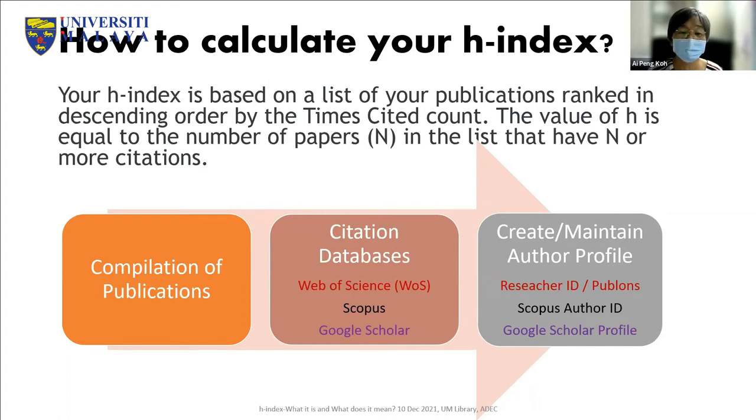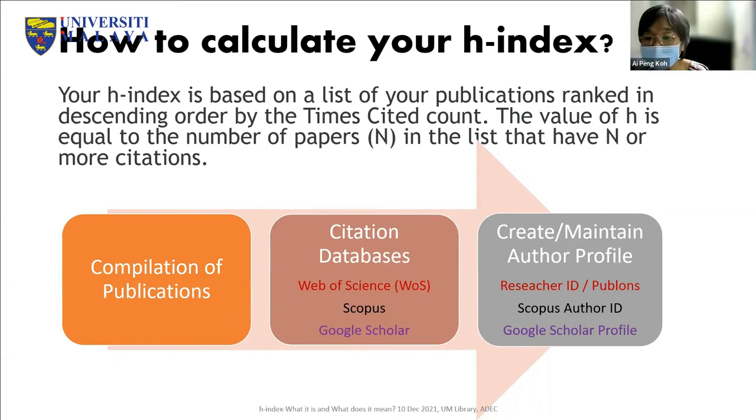Okay, so compilation of citations. After your compilation, you have to find out which publication is indexed in which databases. Is it indexed in Web of Science, Scopus, or Google Scholar? So the citation databases. Okay, because this is going to decide what your H-index is later. So after compilation, find out where it is indexed.